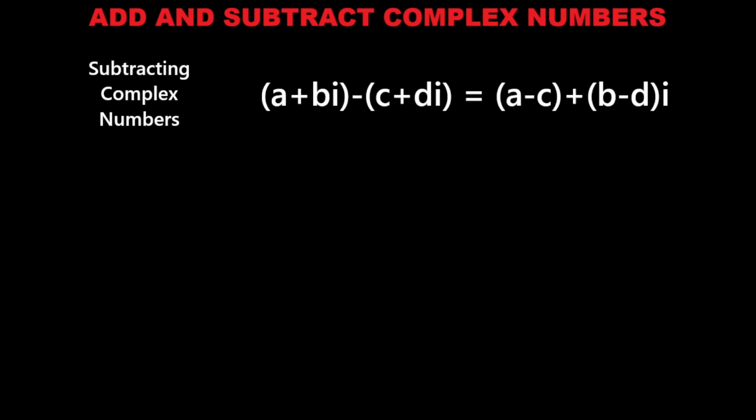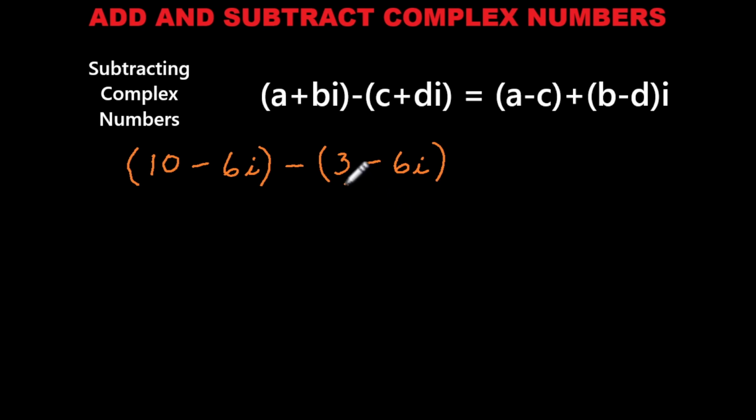Now let's look at subtracting complex numbers. It should be pretty intuitive. When I'm subtracting these, I'm going to group together the a and the c, and since I'm subtracting, it's a minus c over here. And then I'm adding to that b minus d, and the i is outside. So let's try an example.